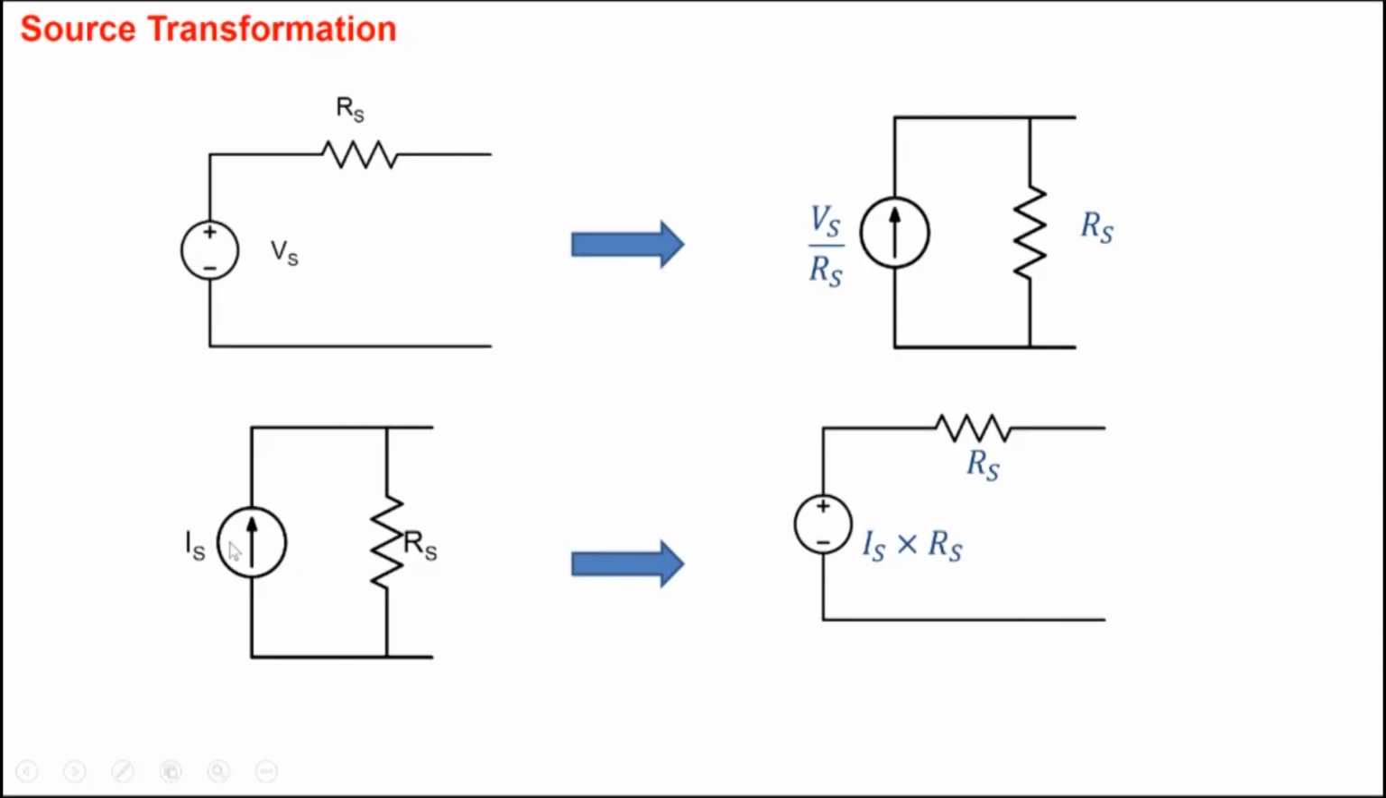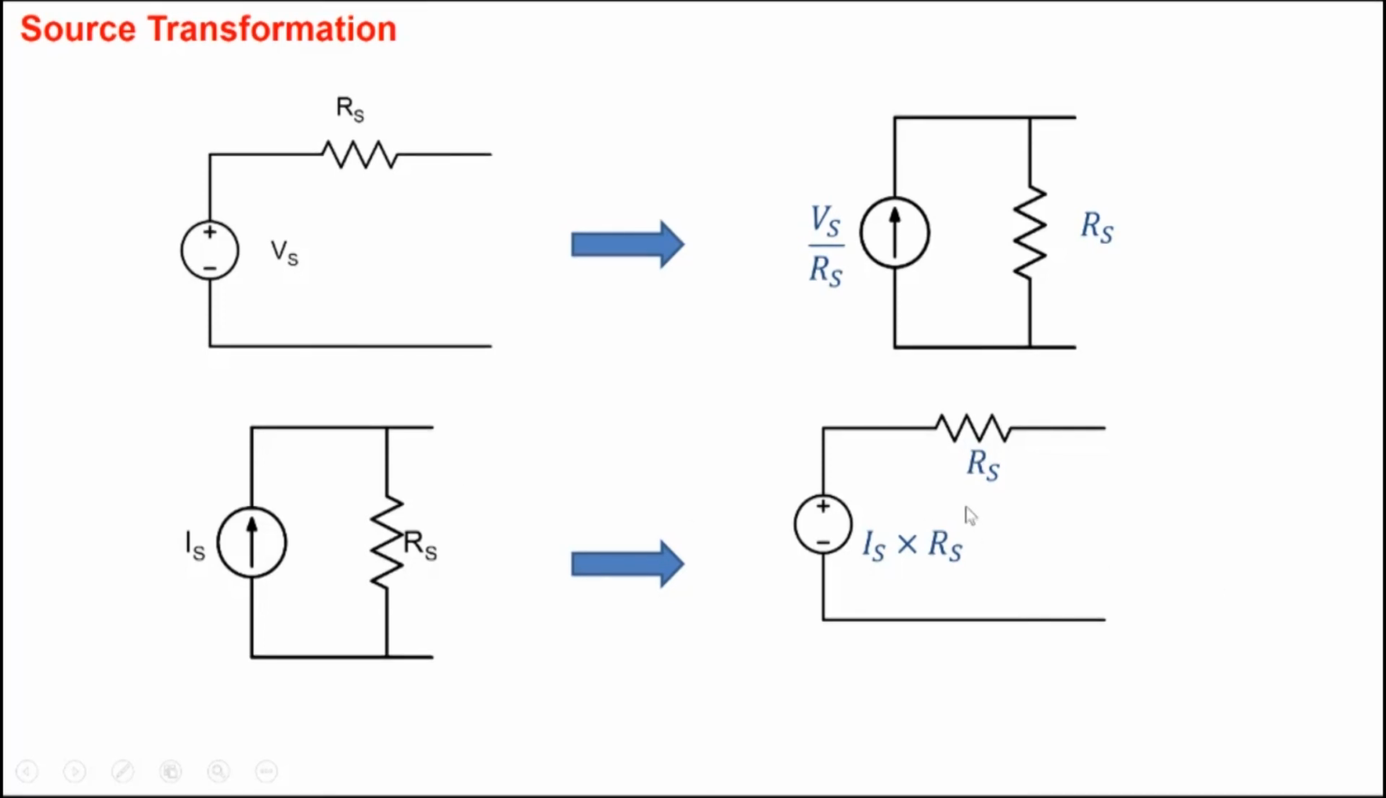So a current source in parallel with the resistor Rs can be transformed into a voltage source in series with an Rs here. So this is what we call a source transformation. Anytime you see a voltage source with a resistor, you can convert it into a current source and a resistor if it helps you in analysis. Anytime you see this, you can convert it into a voltage source and a resistor. You can go back and forth here.